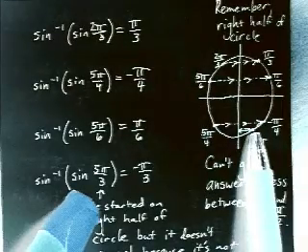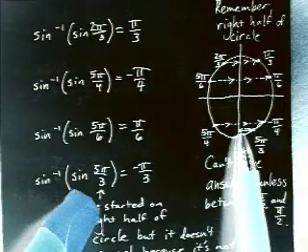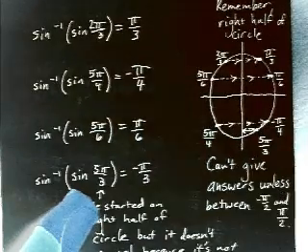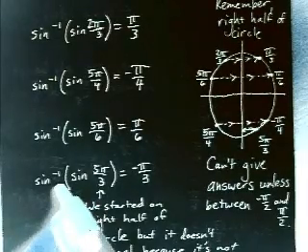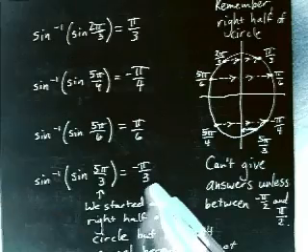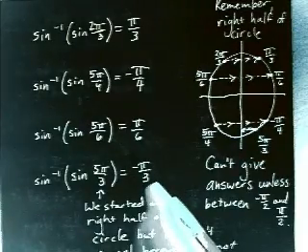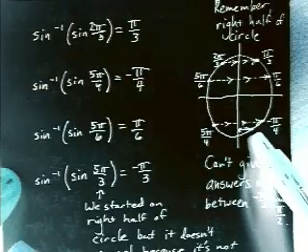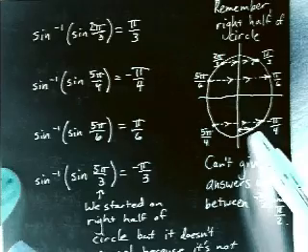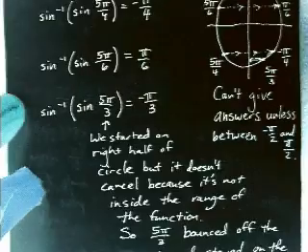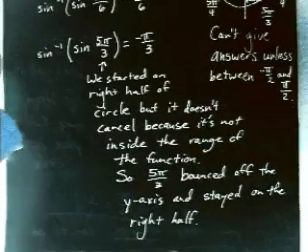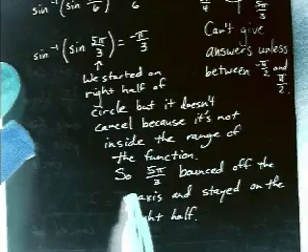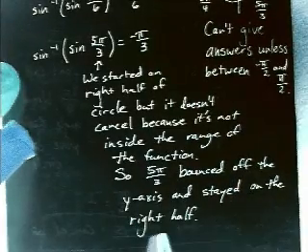5pi/3, that's 5pi/3 right there. Well, that's on the right half of the circle, so it's going to bounce and come right back. But don't you call it 5pi/3 because the inverse sine never spits out an answer that's greater than pi/2. So it's got to be between -pi/2 and +pi/2. So even though it's bouncing off the axis and coming right back, you still have to label it correctly. So that's what these notes say. We started on the right half of the circle, but it doesn't cancel because it's not inside the range of the function. So 5pi/3 bounced off the y-axis and stayed on the right half.